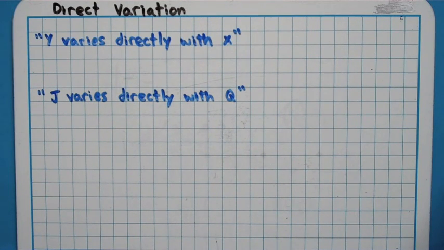This section talks about something called direct variation. And this will be one of the quickest sections of the school year for us because it's definitely worth mentioning and worth seeing, but it's not a topic I'm going to spend a great deal of time on.